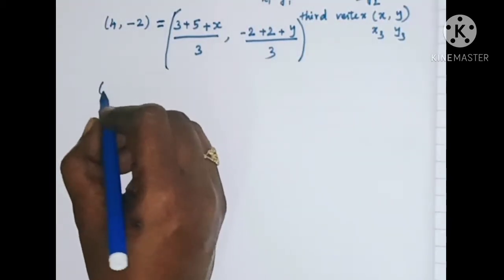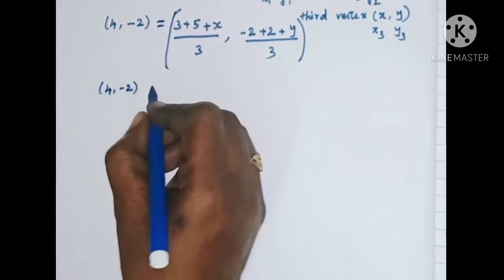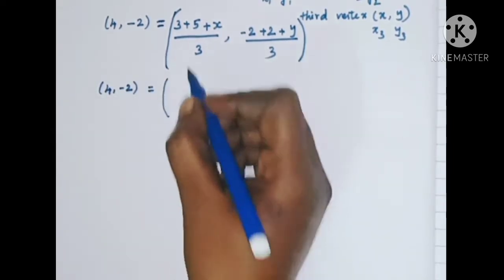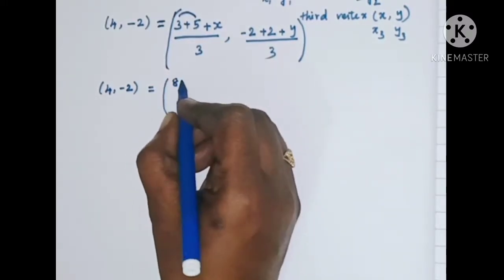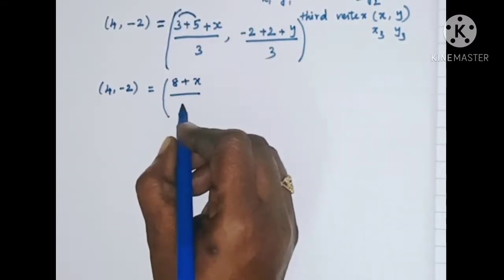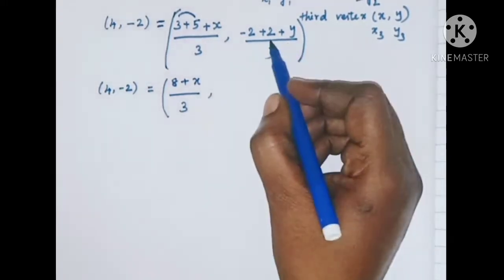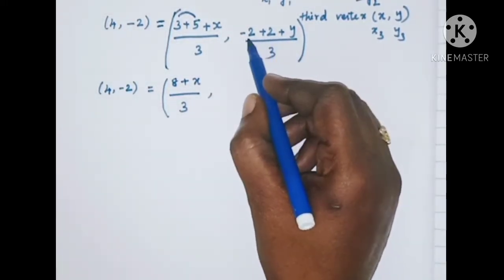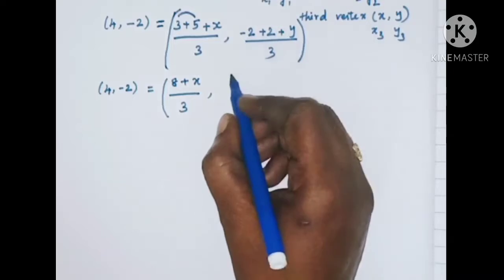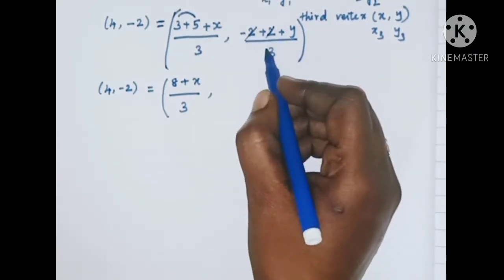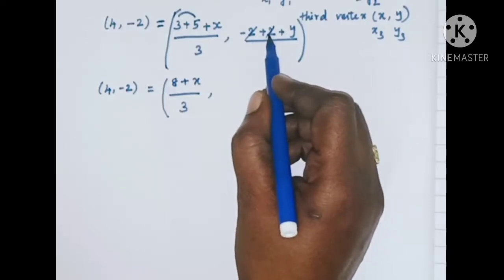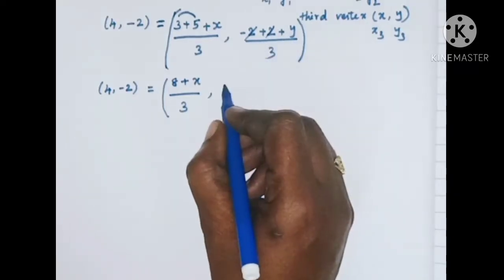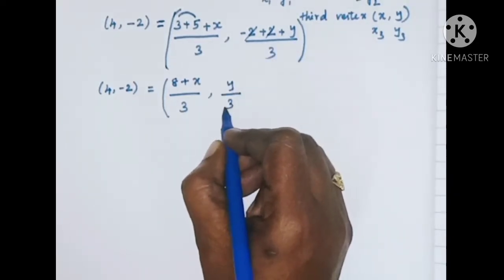Now (4, minus 2) is equal to, here 3 plus 5. Adding these two numbers we get 8, so 8 plus x divided by 3, comma, here minus 2 plus 2. Adding these two numbers we get 0, since minus 2 plus 2 cancel out. 0 plus y is y, divided by 3.